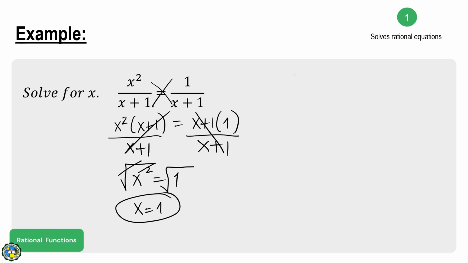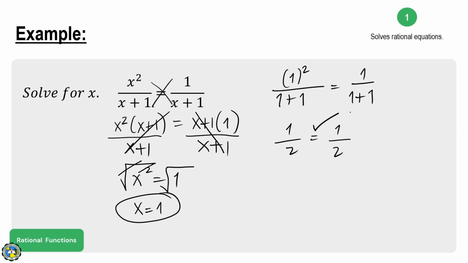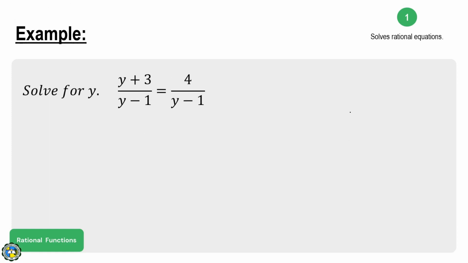And let's check if it is correct. 1 squared all over 1 plus 1 equals 1 over 1 plus 1. So, we have 1 half equals 1 half. And yes, it is correct na satisfy naman niya ang ating given equation po. Let's move on with our last example po. Let's solve for the value of your y.